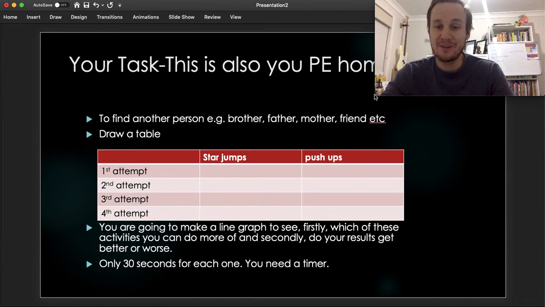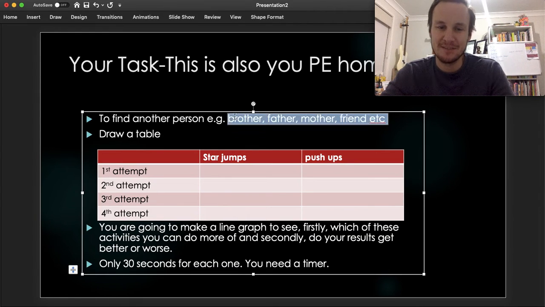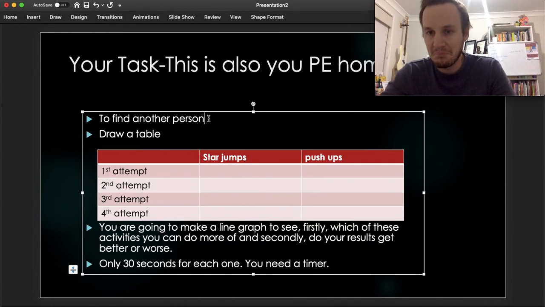What you're going to do is you're going to find someone else. I said someone else, but let's get rid of that because you don't need anyone else to do this activity. You probably will need someone else to time you. I will say that because otherwise you might cheat.